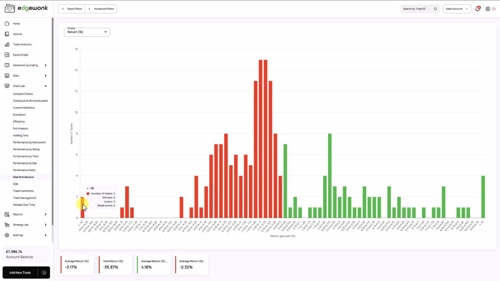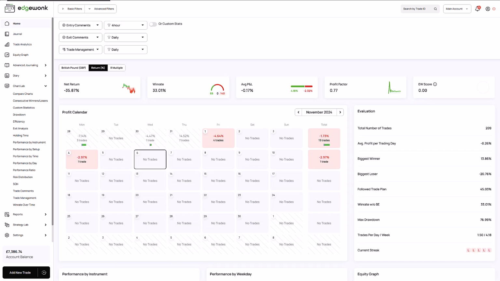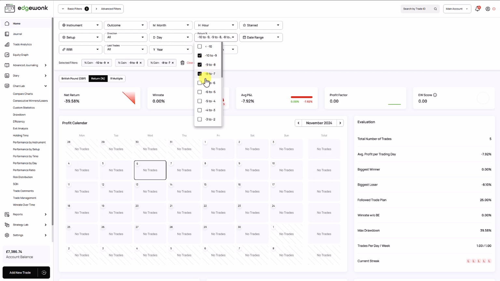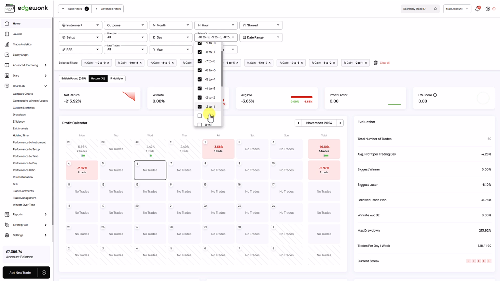We have two trades where the trader has realized a loss of greater than minus 10%. What we can do to see how big of an impact this has on the trading performance is that we are in the Home tab, and under Basic Filters you see this return filter. And what we can do is that we only select the ones that are not this minus 10 loss. So those are the 2 trades that have a larger loss of minus 10%. And we're just going to select all of the other options here.